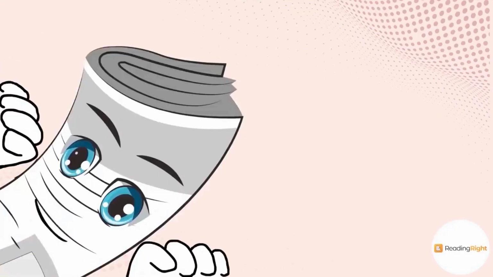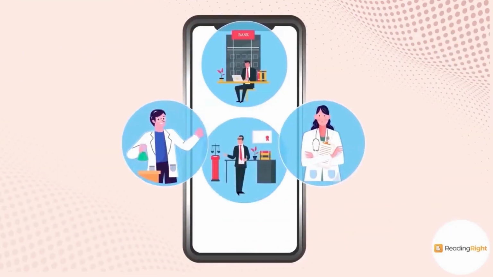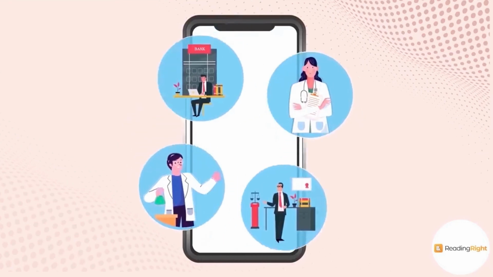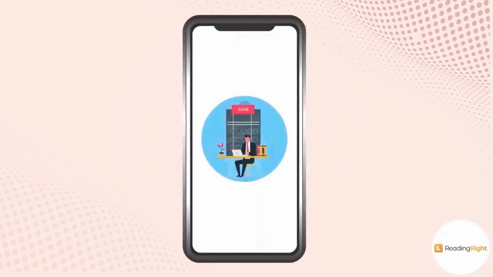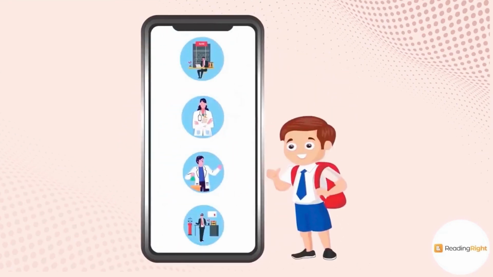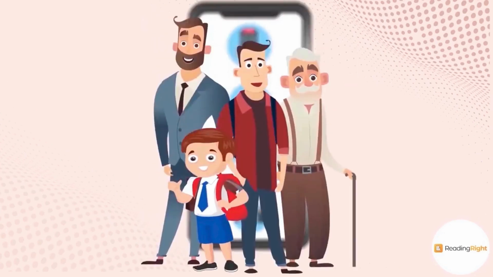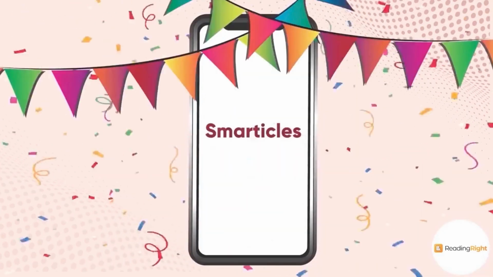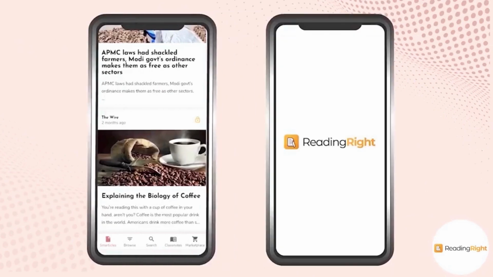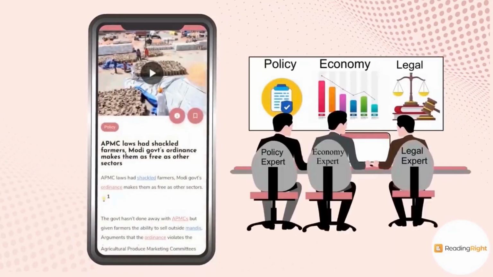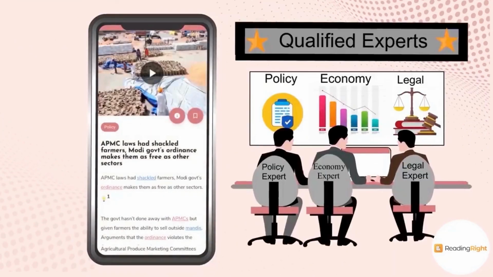Do you read newspapers? We didn't think so either. What if you had an expert from every field to explain ideas and topics from their domain in a manner that is so simple that even a 10-year-old can learn just as easily as any of you adult heads? Well, here's introducing Smarticles by Reading Right. Smart news articles explained by rigorously well-read field experts.